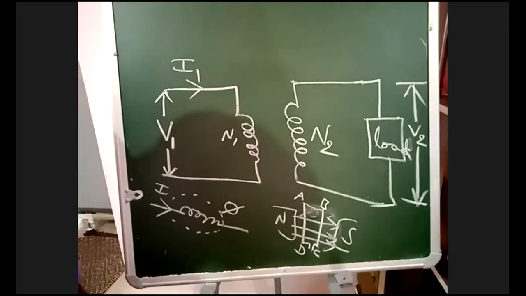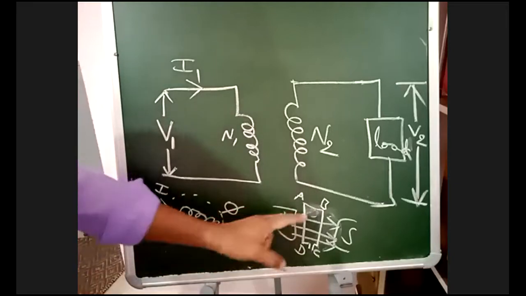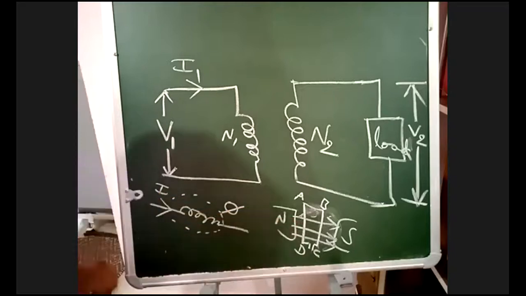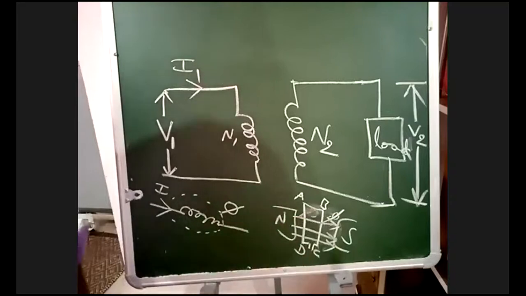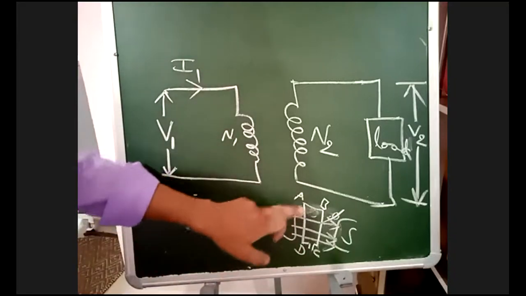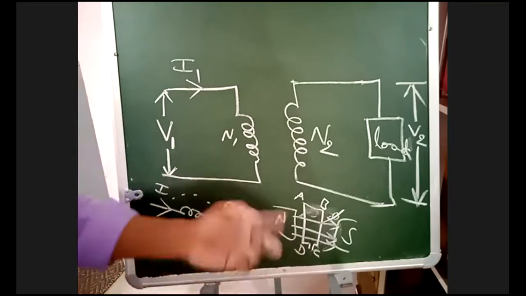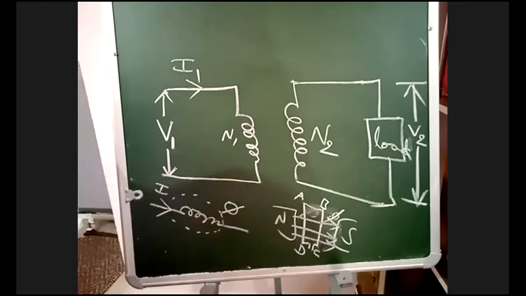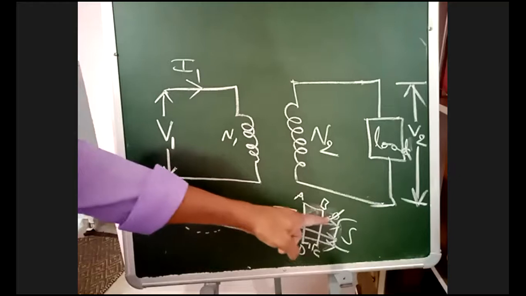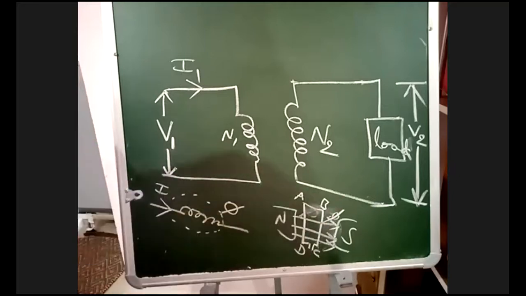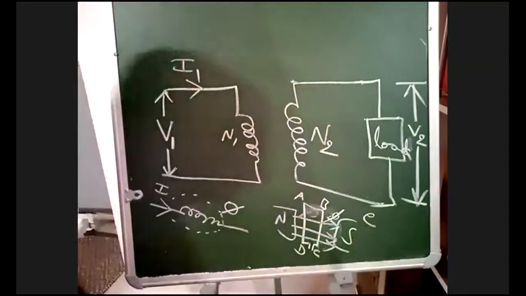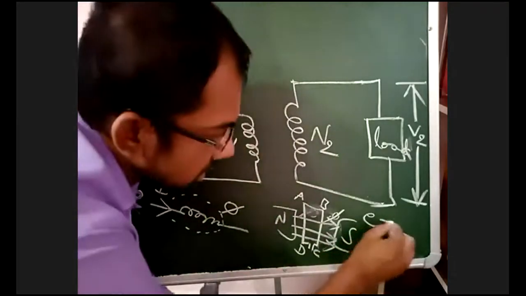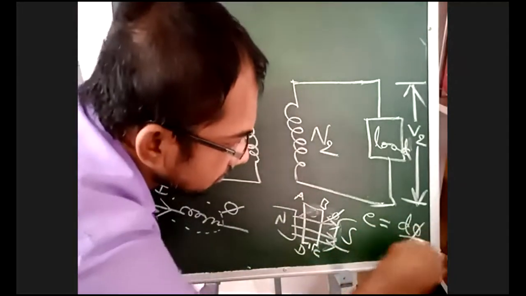Electromotive force means voltage. Now see here, when you rotate this conductor in this magnetic flux phi, magnetic flux is there from North Pole to South Pole. Whenever you rotate this ABCD conductor in the magnetic flux, it is cutting the flux and EMF is induced in the conductor. That is d phi by dt.